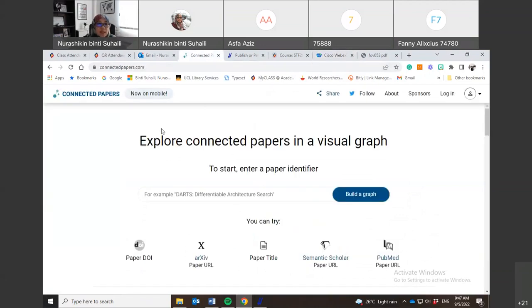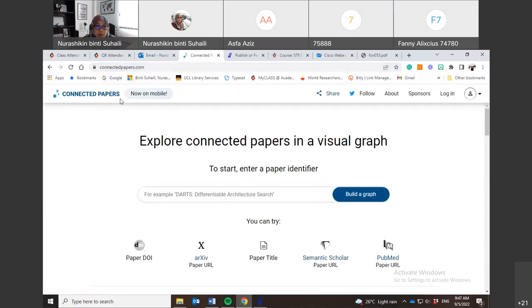The second tool is Connected Papers, connectedpapers.com. It's another web application. This one you don't have to download. You can use the website directly, provided that you have internet. So you go to connectedpapers.com.